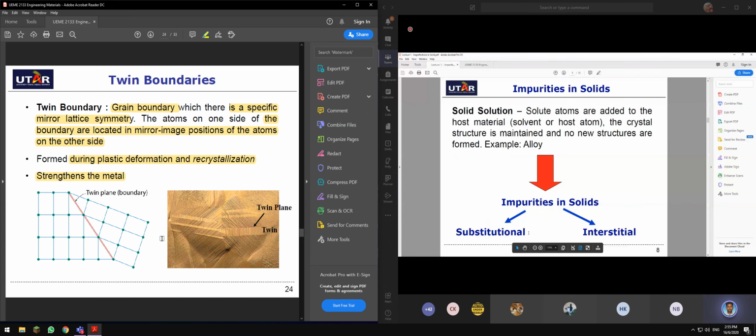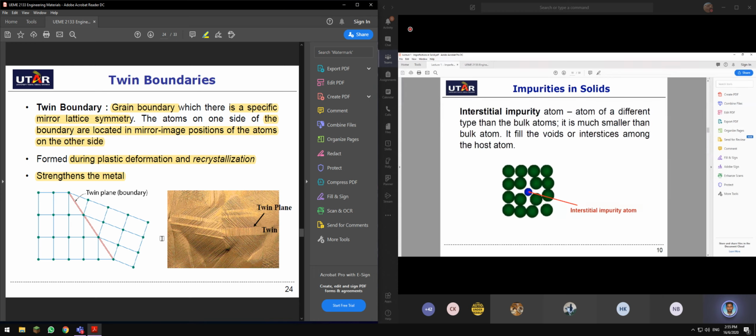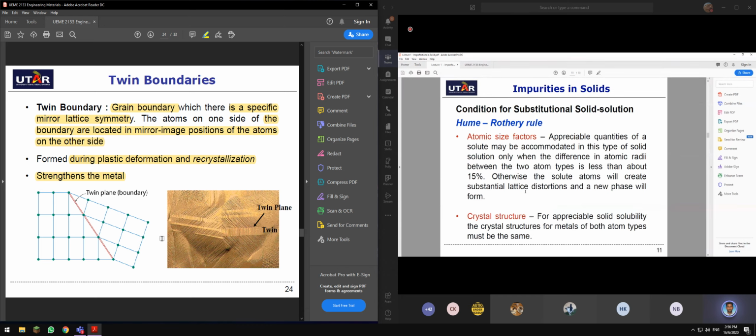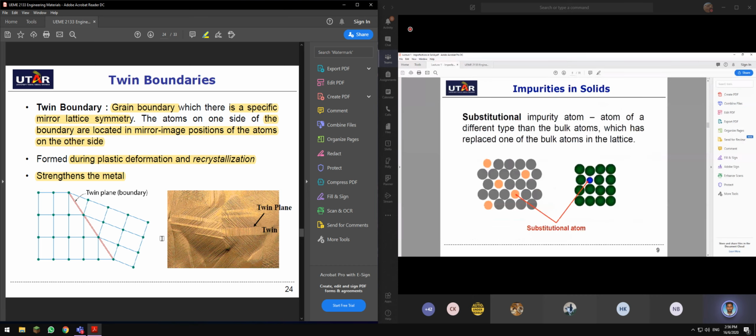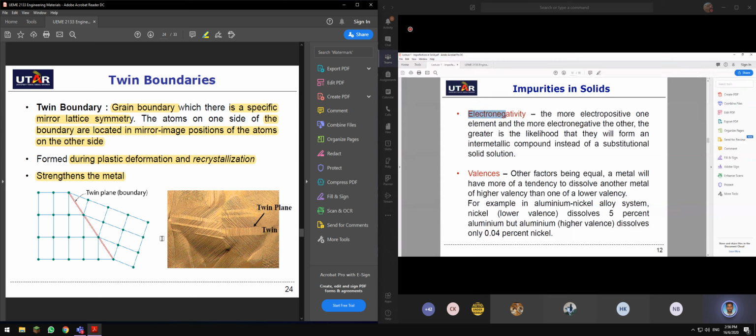And for solid solution, you have two types, substitutional and interstitial. Substitutional is where a foreign atom will substitute for the bulk atom. Interstitial impurity is where a foreign atom, which is much smaller, will fill in the voids of the bulk material. And all these can happen under these conditions: atomic size factor, crystal structures, electronegativity, and valences.